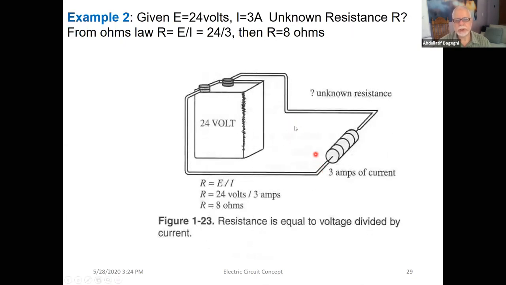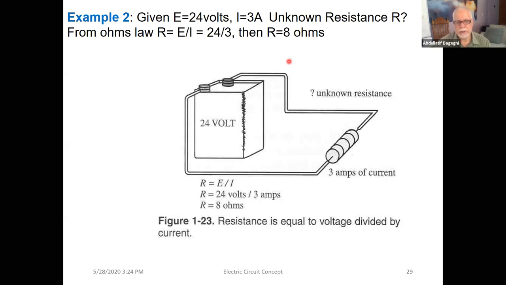This is example two. We are given the voltage, 24, and we are given I, 3. We need to find the value of this resistance here. Again, using Ohm's law, R equals V or E divided by I, 24 over 3, so R will be 8 ohm. It is very important to write the units. Whatever quantity you calculate, you need to write down the units.